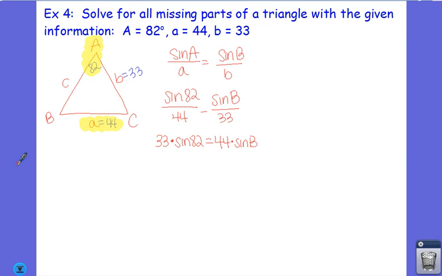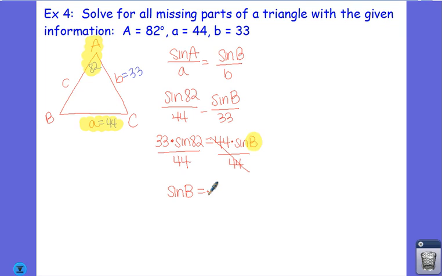Okay, so again, we got some different stuff going on here. This is where students make their mistakes. Here's the letter we need by itself. You cannot move 44 and the word sine at the same time. The only thing you can move right now is the 44. So I'm going to divide both sides by 44. What that leaves me with is the sine of B. So we're going to have to do some extra work here. But the first thing we need is our calculators.